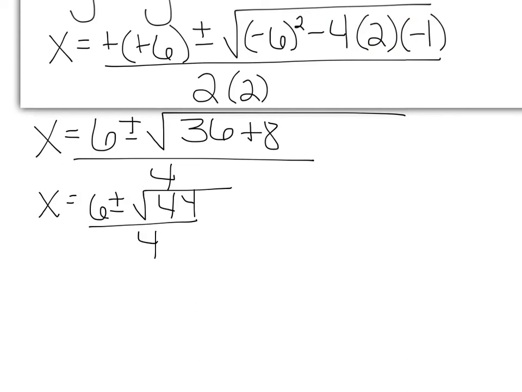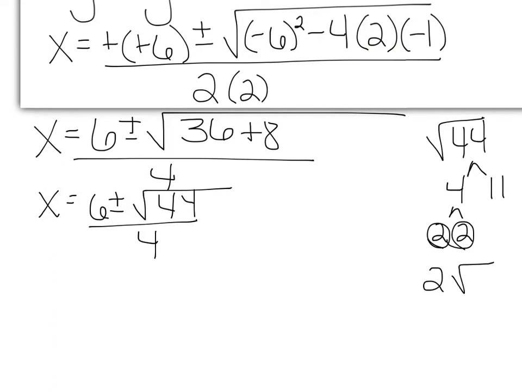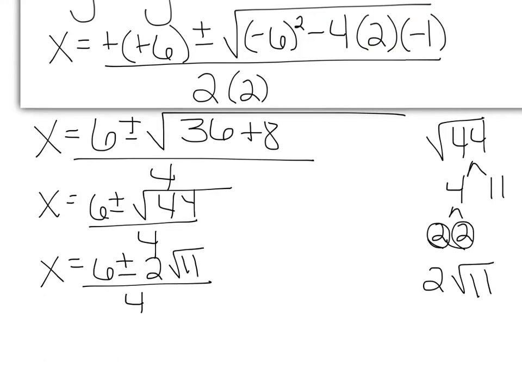Okay, let's go ahead and bring square root of 44 over to the side and see if I can simplify it. 44 is 4 times 11, and 4 is 2 times 2. So I can bring a 2 out front and leave a square root of 11. So I have x equals 6 plus or minus 2 square roots of 11 over 4. Now this is another situation where 6 and 4 and 2 and 4 are all even, so you know I can reduce in some sense.